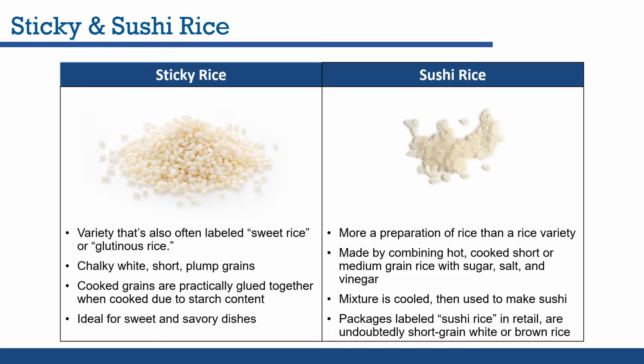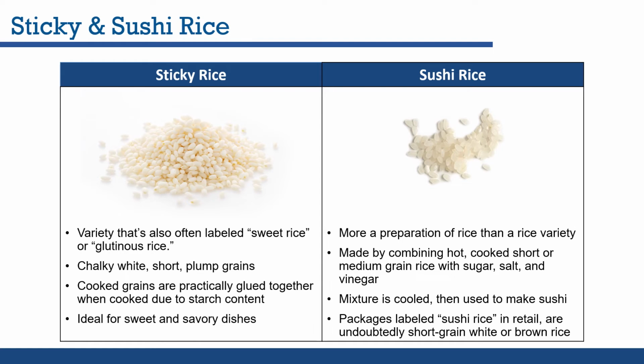Now on to sushi rice. Sushi rice is more of a preparation of rice than an actual rice variety. It's made by combining hot cooked short or medium grain white rice, and sometimes brown rice, with a combination of sugar, salt, and vinegar. This mixture is then cooled and then used in making sushi.